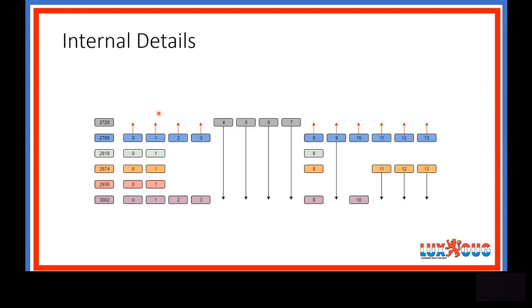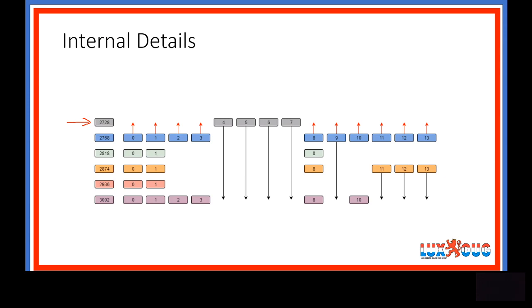And what does this mean? If I want to recover this backup set now, this virtual backup 2728, I will pick up the block from chunk 2726. I will pick up these blocks from this chunk and these from the other chunk. And this is for every backup that I made. So this is a picture of one index's internal details.